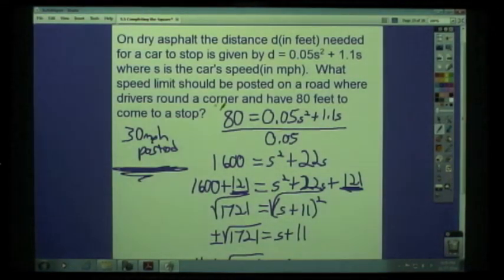In this case, when you come around this corner, you only have 80 feet to stop, so you need to be going 30 miles per hour or below.